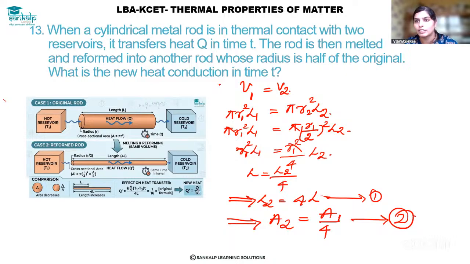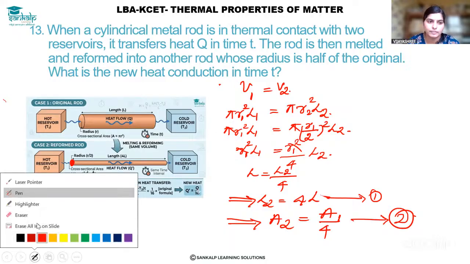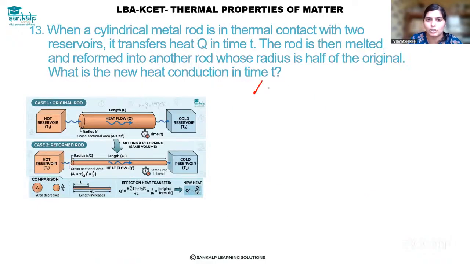Okay. So if the length is made 4 times, the cross-section area is reduced by 4 times. So the new cross-section area of the wire is equal to 1/4 of the initial cross-section area. Okay, I am going to erase this. Okay, L2 is equal to 4L and A2 is equal to A1 by 4. So this is the relation, the relation between length and cross-section area.